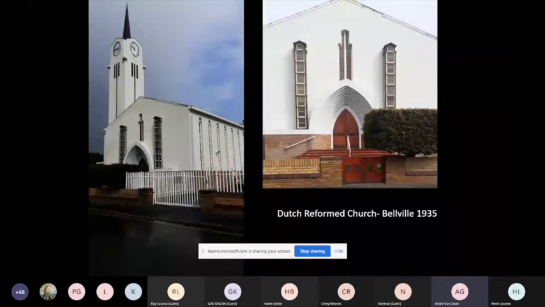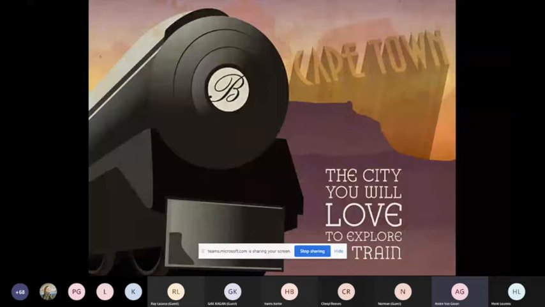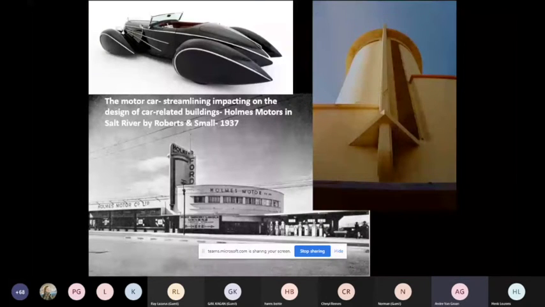The other one, of course, is movement. So streamlining, of course, in motor cars. And I pointed out we've seen some buildings. Of course, the ideal thing, therefore, for things like garages, motor showrooms. This was in Salt River. It's still there in part. This building was Holmes Motors. So the idea there of reflecting this idea of the new motor car, the idea of filling stations and showrooms, which was a whole new sort of architecture.